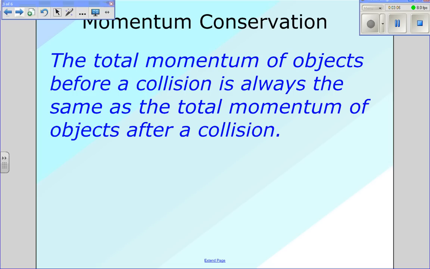The total momentum of objects before they collide is always the same as the total momentum of objects after a collision. To say that in another way, if we have two objects, A and B, if we found each of their momentums before they collided and added them together, then they collided, and we looked at each of their momentums after the collision and added them together, those two sums should be the same. If that didn't make any sense, don't worry about it. We're going to look at some examples right now that are going to make it very, very clear.